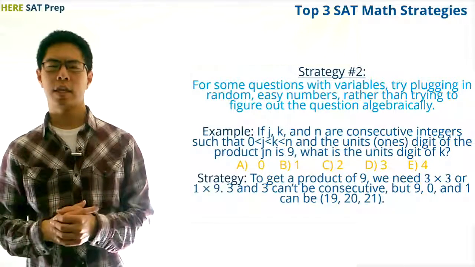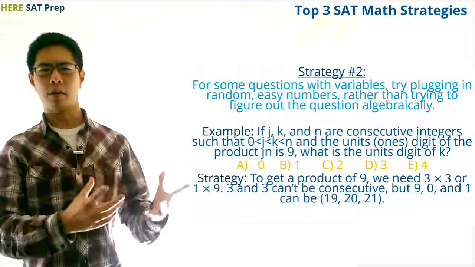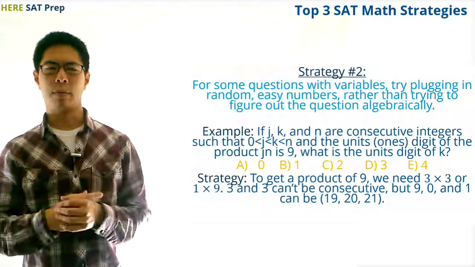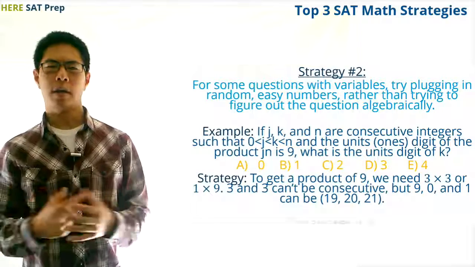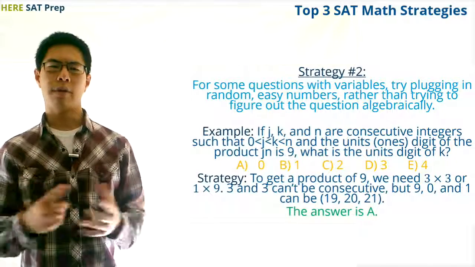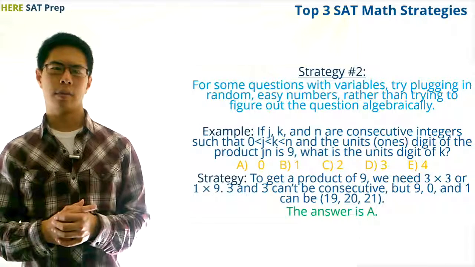So, for this question, instead of trying any fancy algebra, we simply thought of 3 consecutive numbers that would fit the constraint given in the problem. Finally, the problem is looking for the ones place of the k number, which is the second number, so our final answer is A, 0.